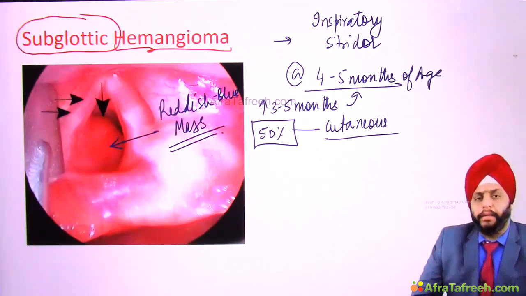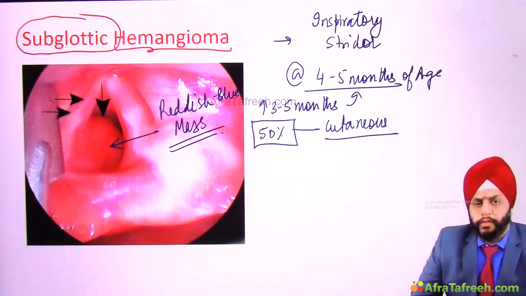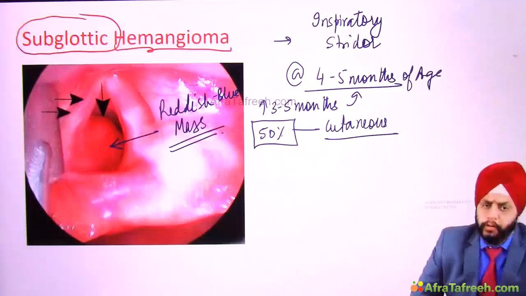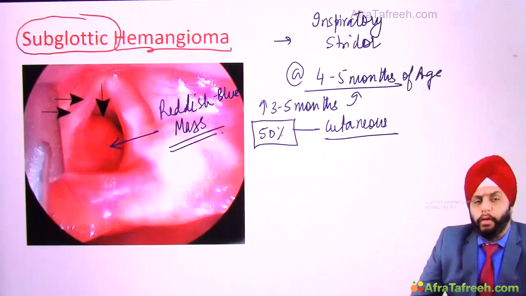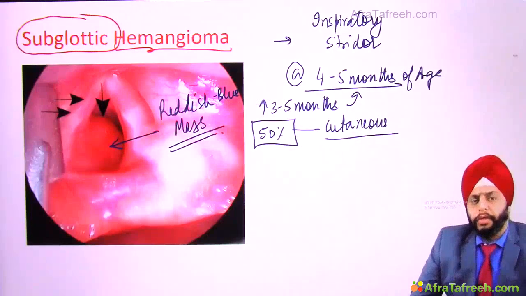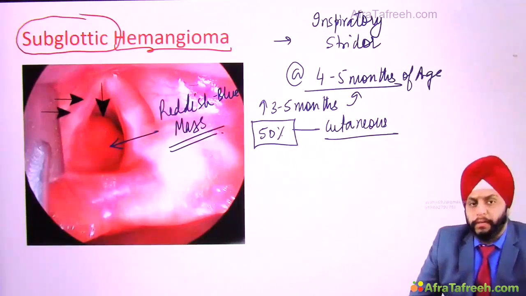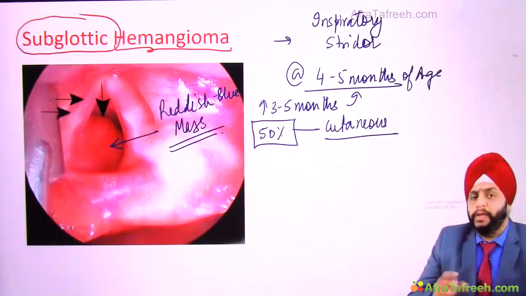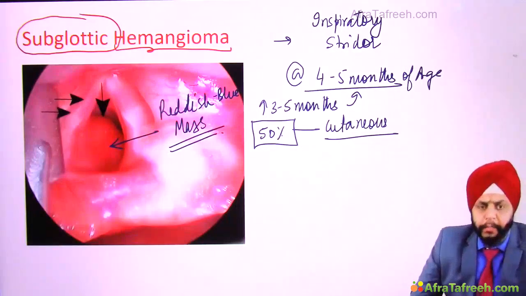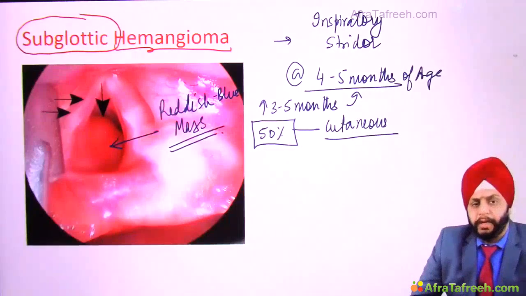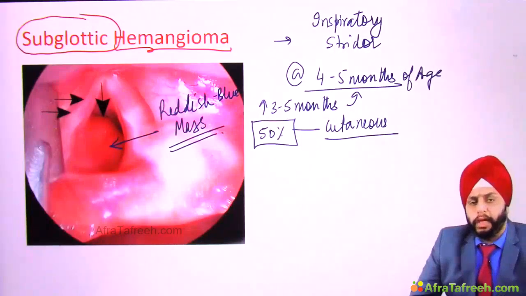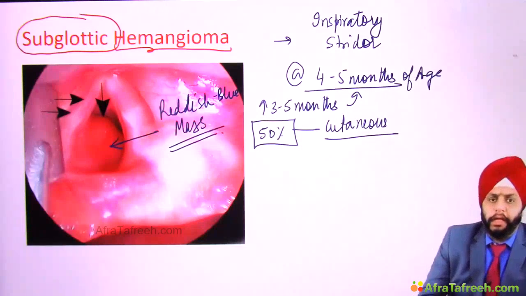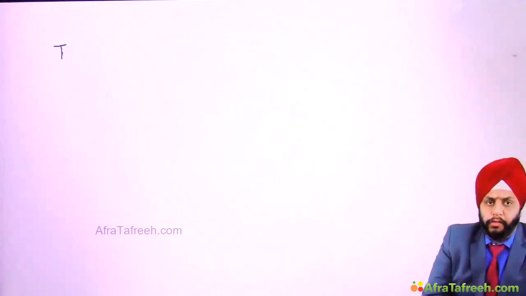Okay, treatment. What treatment can you do for subglottic hemangioma? Now for subglottic hemangioma, the first thing you have to remember is when the child presents to you, you have to secure an airway. Remember, it's a mass. The mass is blocking the airway. Okay, so ABC of emergency management, A stands for airway. So first thing that you have to do is to manage the airway. And how will you manage the airway? You will do a tracheostomy.